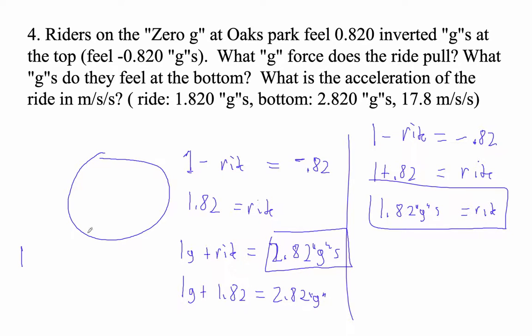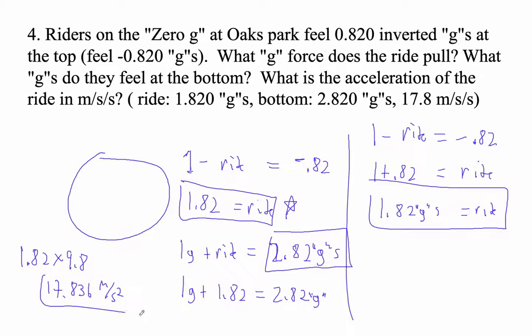What is the acceleration of the ride in meters per second squared? Well, you take the ride, and multiply by 9.8. So 1.82 times 9.8 is 17.836 meters per second squared. So that's the actual acceleration of the ride in meters per second squared. So if you ever had to calculate something like the tangential velocity or the period, you'd use this guy.